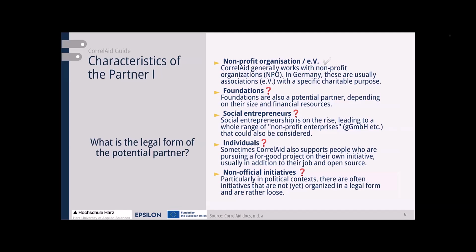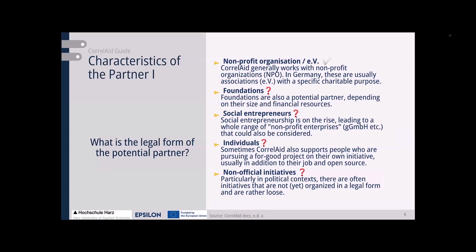So is there any potential partner depending on the financial resources? Are there any foundations behind the partner? Or is there a social entrepreneur? So is there any enterprise in the background of this partner? In German forms, it's Gesellschaft mit beschränkter Haftung, for instance, that could be considered as a partner.